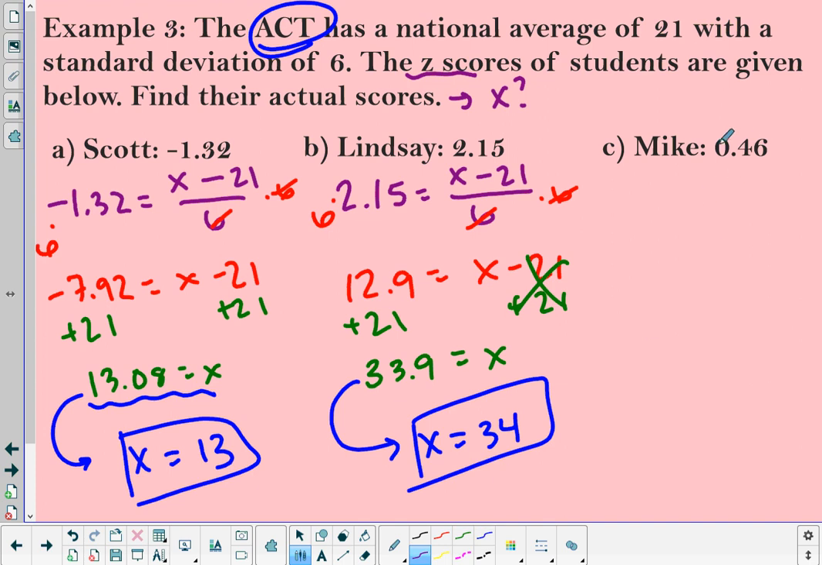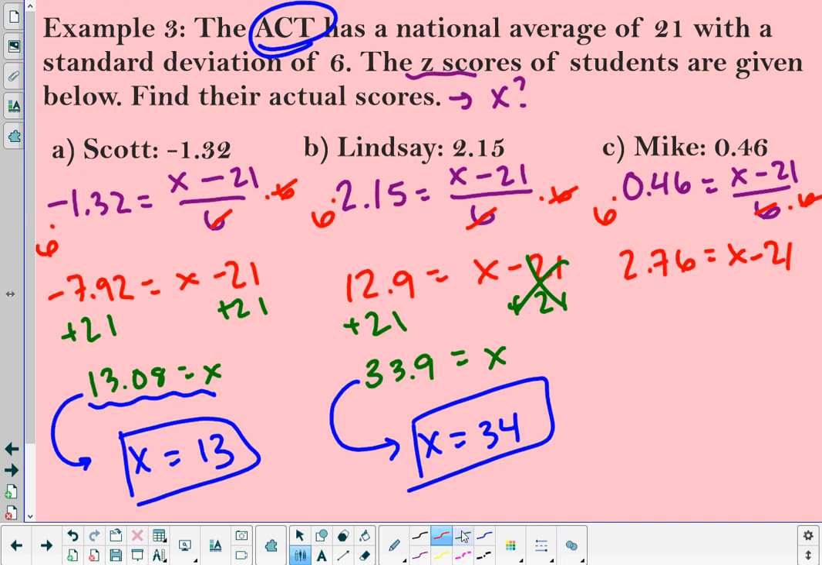So now let's take a look at Mike. His score is 0.46, which is still a positive Z-score, although it's much closer to the mean. It's much closer to that 0 mark, which is marking the mean. So you're still going to be up above the 21, but maybe not too many points above the 21. So Z-score of 0.46 is equal to x minus the 21 over the 6, which is your standard deviation. Multiply both sides by 6. That cancels that. 6 times 0.46 is 2.76.